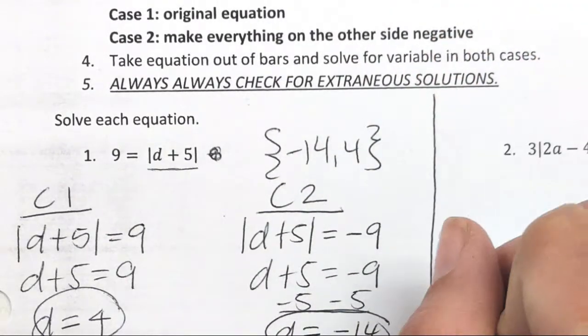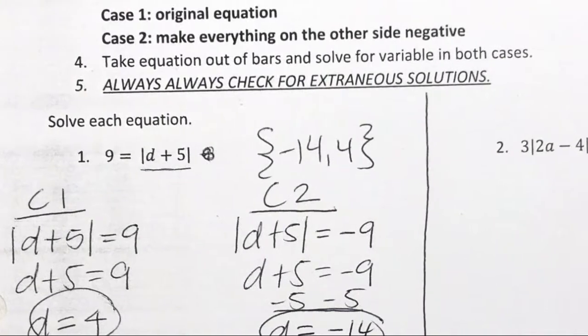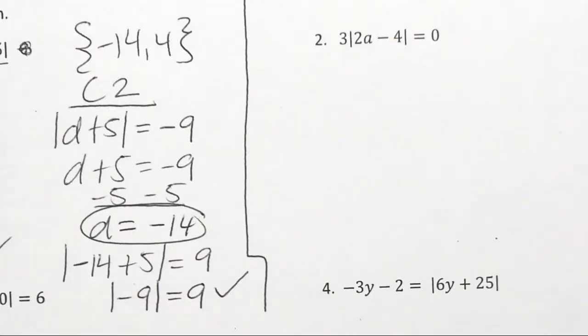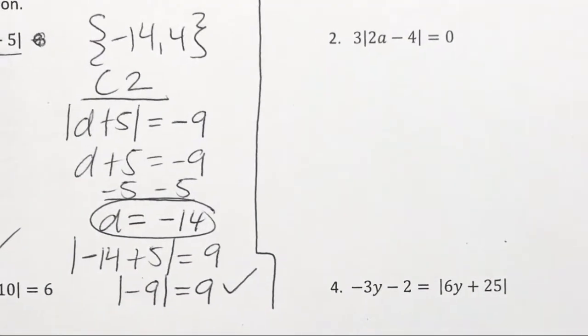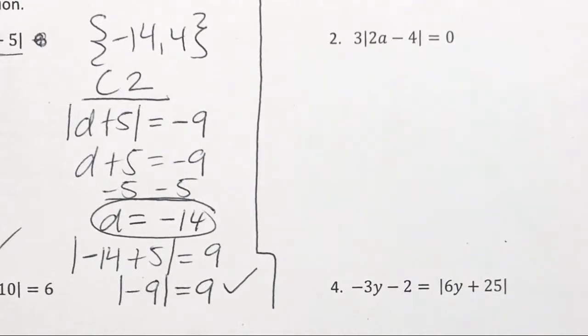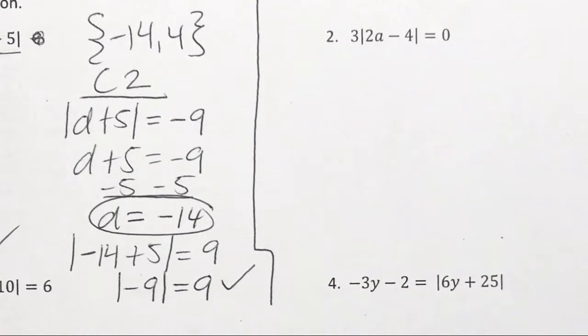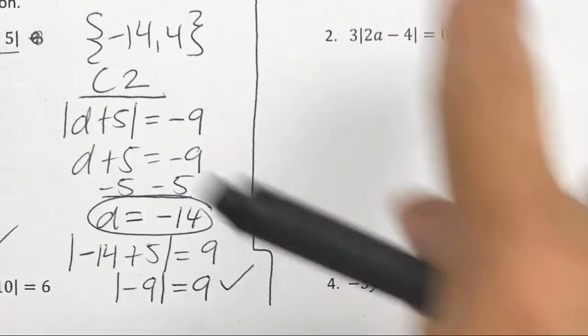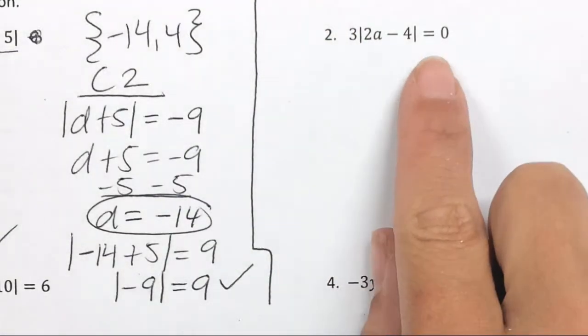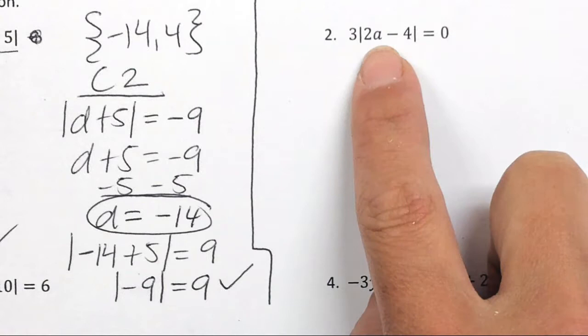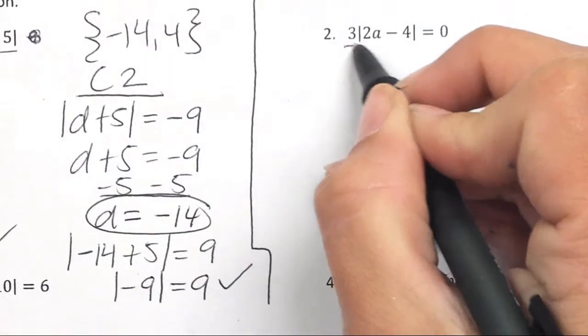Alright, next one. For step 1, we have to get the absolute value by itself. Is it by itself right now? No. It's got a what? So how do we get rid of it? We don't want to distribute it, because then we're not getting the absolute value by itself. You know, we're changing it if we distribute the 3. So how do we get it by itself? It's being multiplied by this, so we would do the opposite and divide.